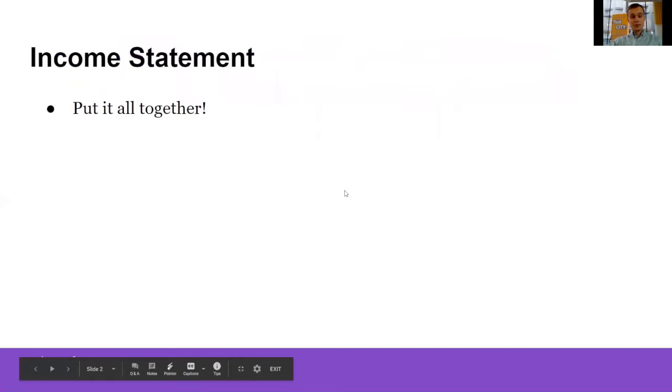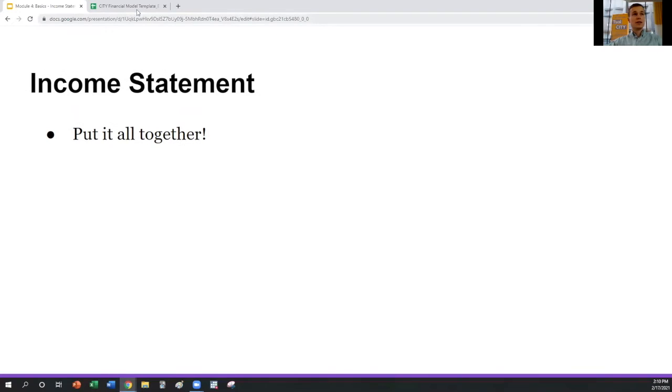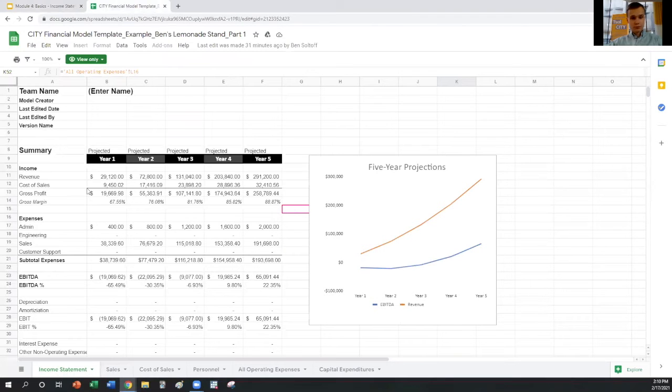The income statement is the culmination of our financial model. This statement is the summary of all the money flowing into the company and all the money flowing out of the company. So now we're going to move to our financial model to take a look at the income statement. Moving to our financial model, the income statement is the first tab.